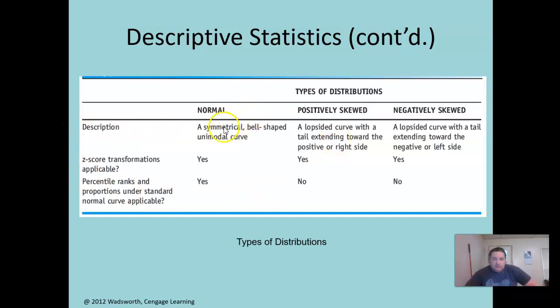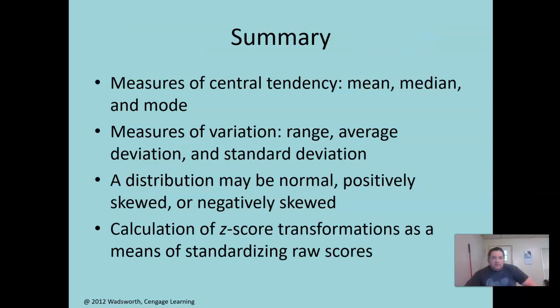The description of a normal, symmetrical, bell-shaped, unimodal curve: z-score transformation is possible, yes. Percentile ranks and proportions under the normal curve, yes. Positively skewed, you can still do z-score transformations, but you cannot do the percentile ranks because of the skew. The negative one, again, you can do z-score transformations, but you can't do the percentile ranks and proportions. For that, you need the normal curve. And for exercises, always assume that we're doing a normal curve, unless otherwise said.